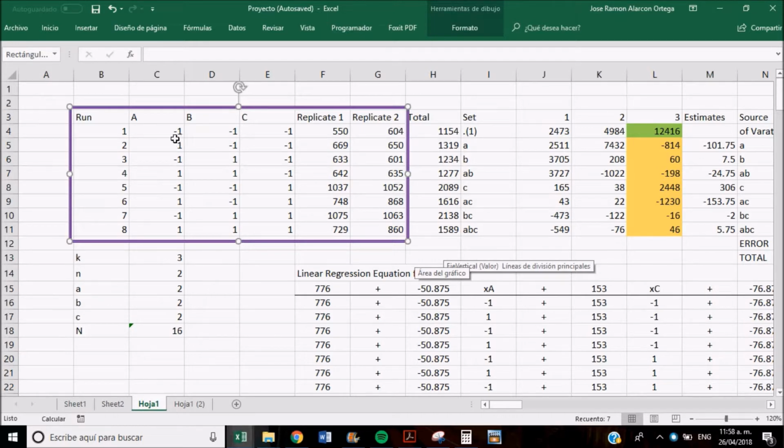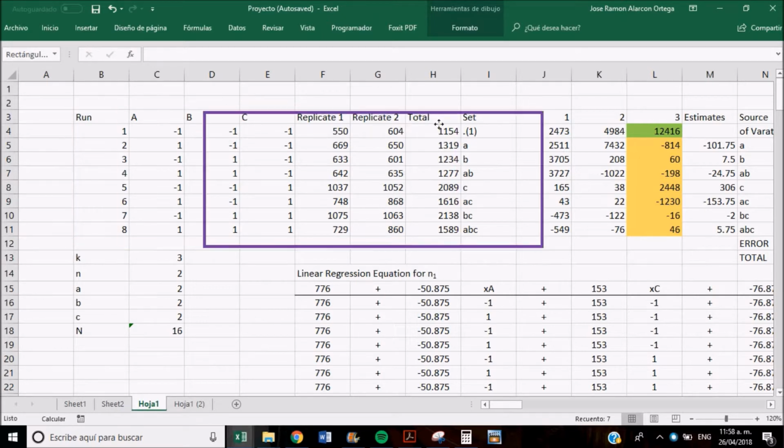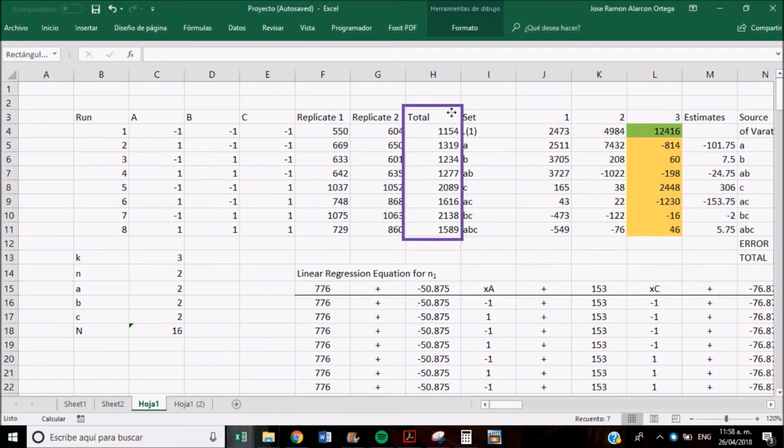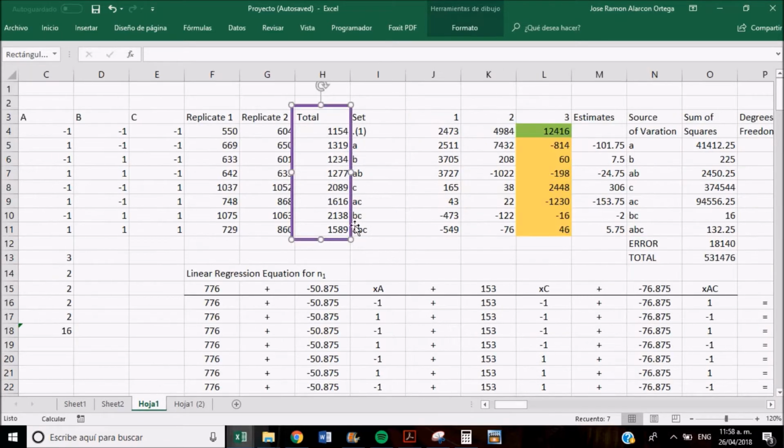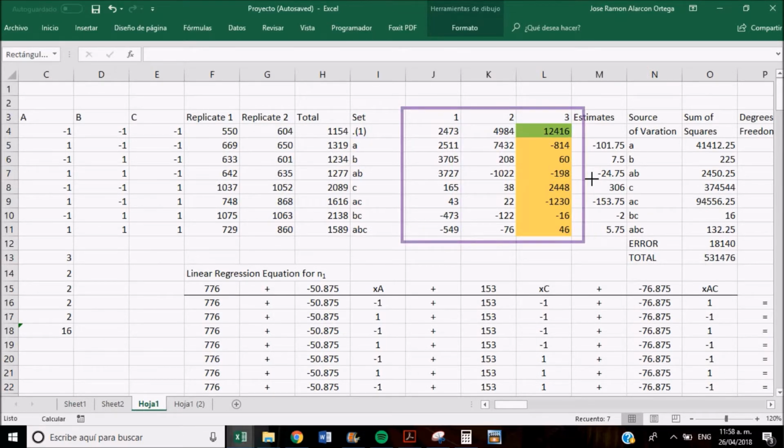Here we can see the coded variables, -1 and 1, for the factors A, B, and C. Here are the two replicates. For the generation of this problem, we add up the two replicates into one to be able to generate the Yates algorithm. The Yates algorithm is displayed in here.